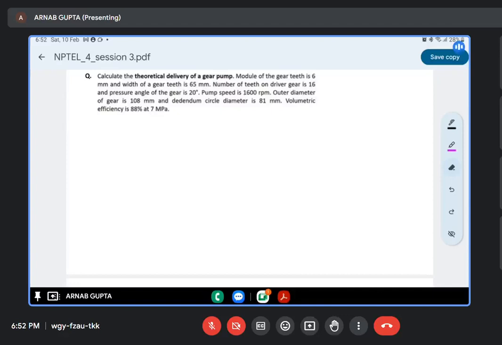So the question says calculate the, sorry, theoretical delivery of a gear pump. If nothing is mentioned, whether it's an internal or an external gear pump, you can assume it's an external gear pump only, because in case of internal gear pumps you need to know the dimensions of both the gears because they are not equal. In case of external gear pumps, the dimensions of the two gears are identical.